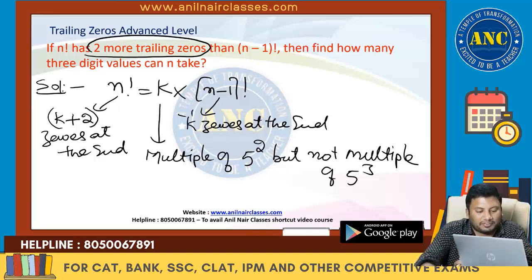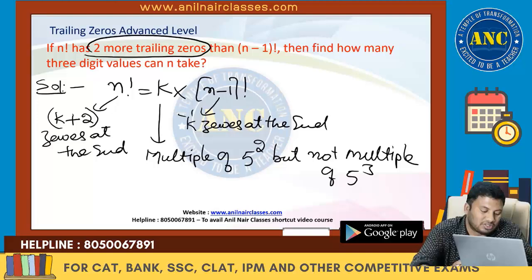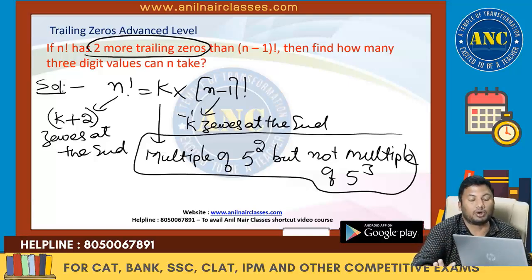N minus 1 factorial has got k zeros at the end. N factorial has got k plus 2 zeros at the end. There are 2 more zeros which I got. When I got 2 more zeros, it would have happened because of 10 square. If it is because of 10 square, obviously k will be 5 square. So k should be a multiple of 5 square but not a multiple of 5 cube. I hope this idea is clear.